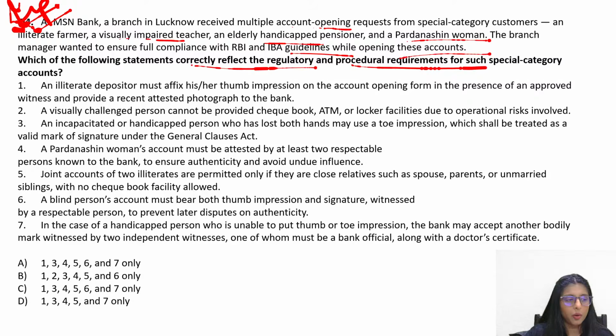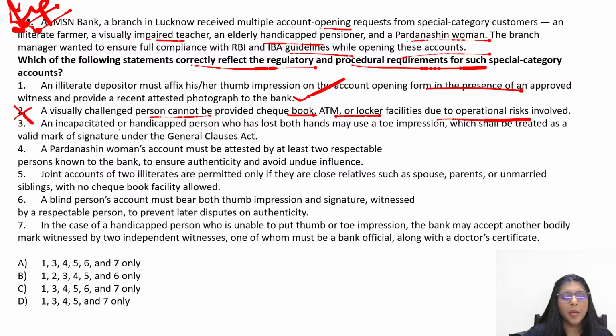An illiterate depositor must affix his or her thumb impression on the account opening form in the presence of an approved witness and provide a recent attested photograph to the bank. Yes, correct. A visually challenged person cannot be provided checkbook, ATM, locker facility due to operational risk involved. No. As per RBI mandate, a visually challenged person can be offered all the banking facilities including checkbook, ATM, lockers, etc. So it's incorrect.